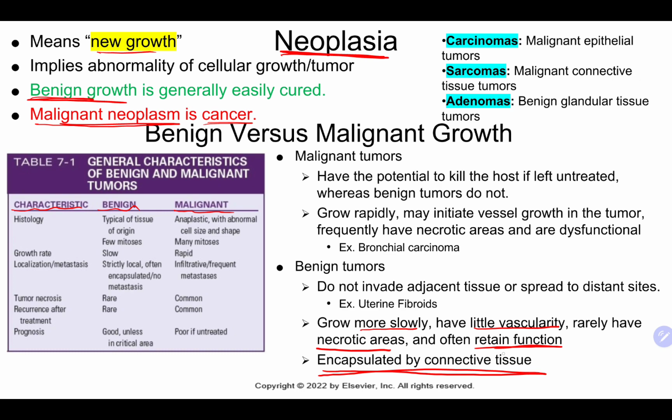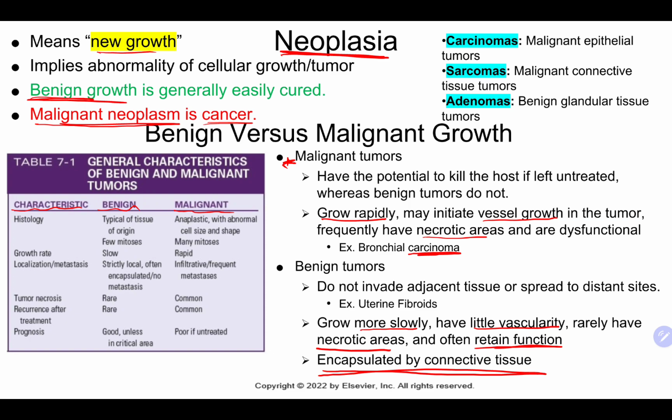Now, when it comes to malignant tumors, right, these are anaplastic tumors with abnormal cell size and abnormal cell shape, right? These malignant tumors, this is what we dislike, right? They have the potential to kill the host, of course, if left untreated, whereas benign tumors do not. These malignant tumors are going to grow rapidly. They may initiate vessel growth, right, angiogenesis in the tumor, and they frequently have necrotic areas and are dysfunctional, right? I'll give you an example of a malignant tumor, bronchogenic carcinoma. And so remember these terminologies too, right?